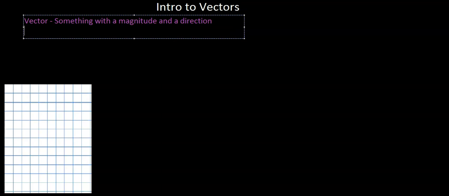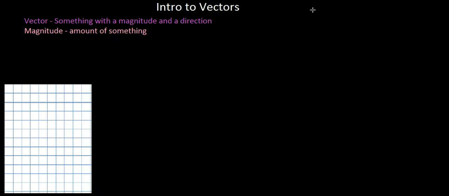Let me pick a different color here. And magnitude is just an amount of something. And it could be anything. It could be speed, it could be weight, it could be distance. The magnitude is just the amount of whatever it is you are measuring. And hopefully I don't need to define the word direction to you. Hopefully you know what direction means. But a vector is something with a magnitude and a direction.